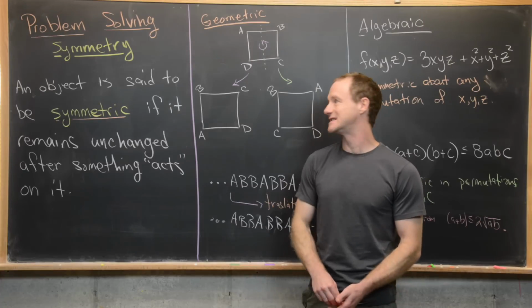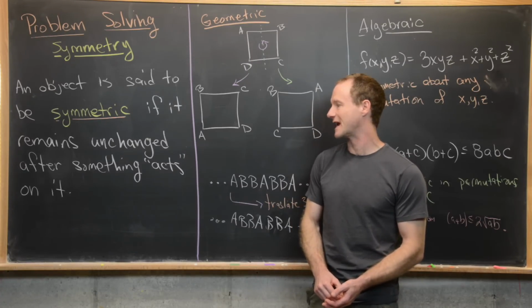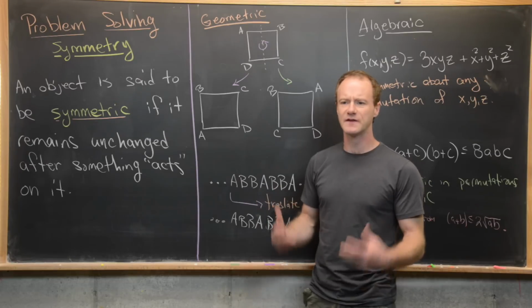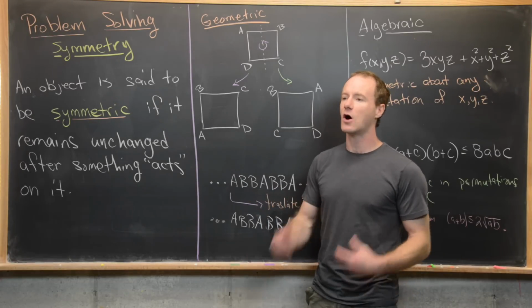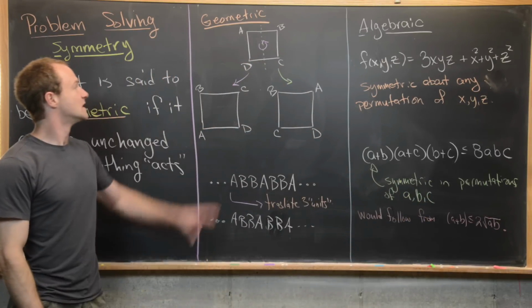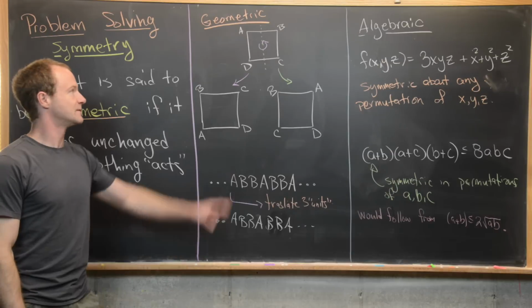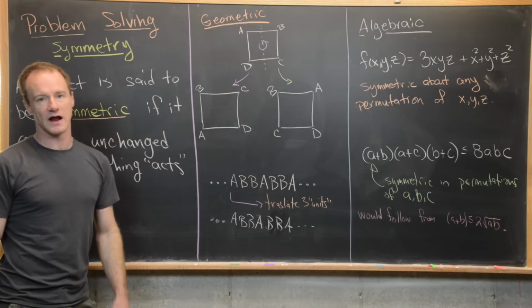So an object is said to be symmetric if it remains unchanged after something acts on it. And now what could this action be? Well, it could be almost anything. And I've built up some examples so that we could see that. So maybe a first example would be this geometric symmetry. So let's say we've got this square right here.